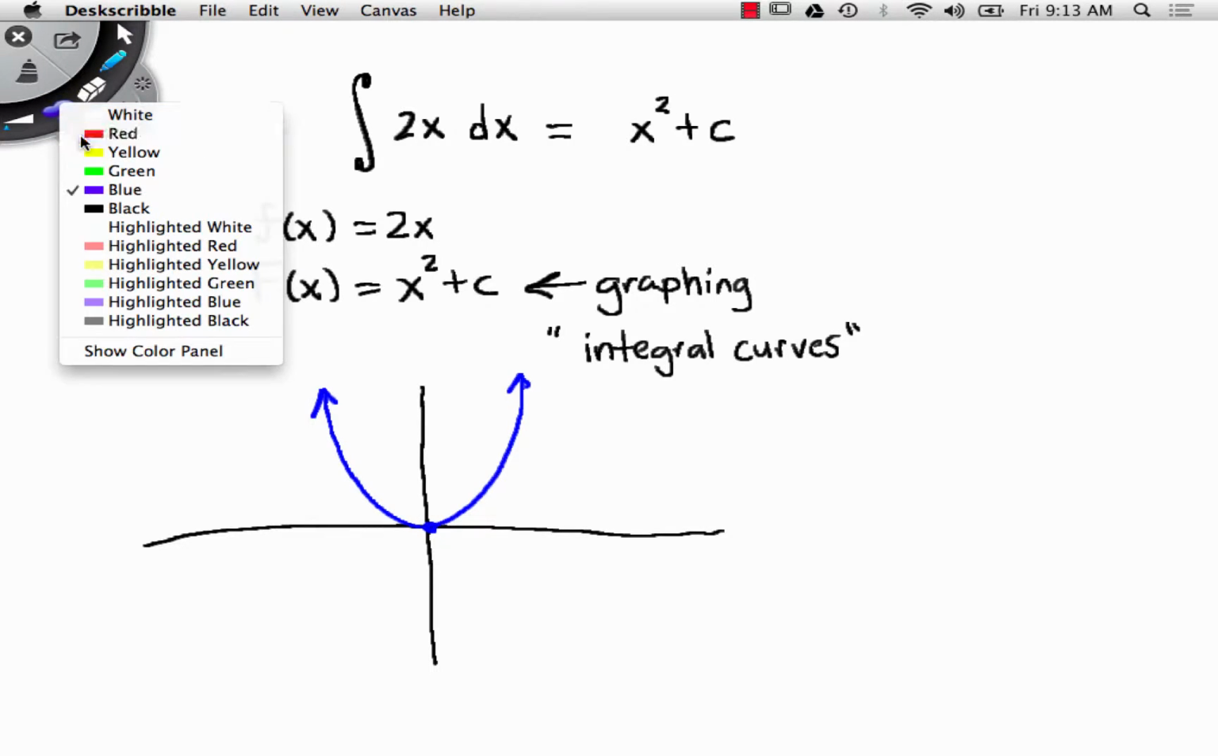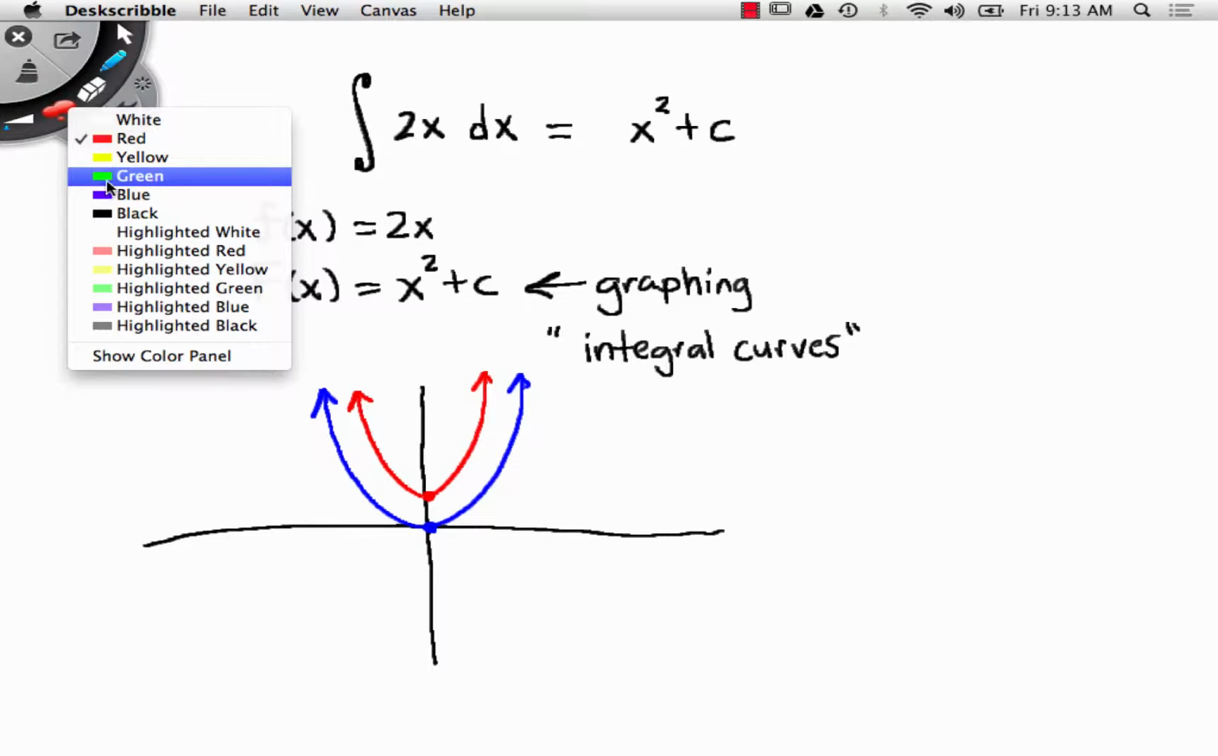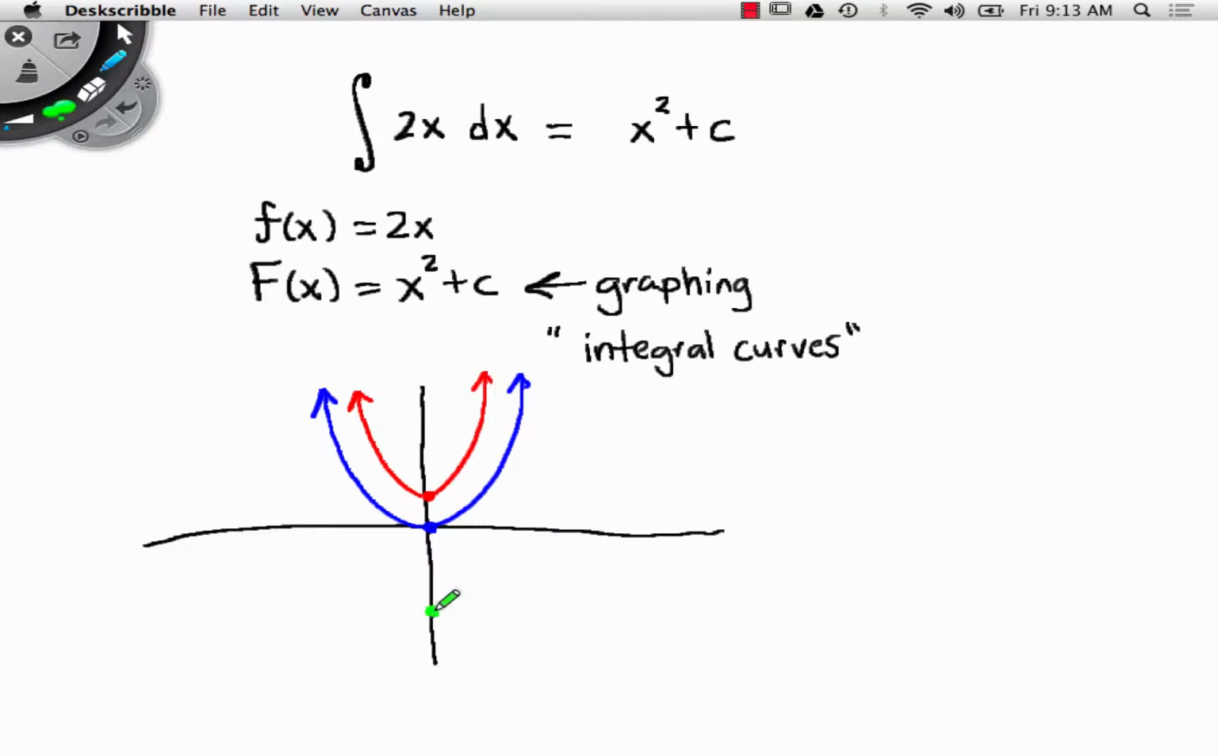Right? But c could also be 1, so it could be a parabola going like this. C could also be negative 2 or 3, so it could also go like this. Okay? So this picture right here represents all the integral curves for the antiderivative. If you see the phrase integral curves, you're dealing with the antiderivative of the function, of the derivative, and you're graphing it.